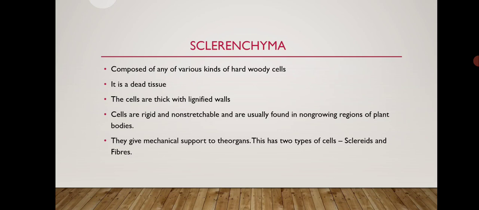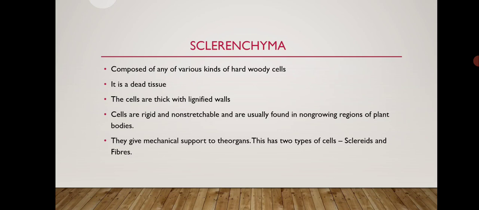And the last one is sclerenchyma, composed of any of various kinds of hard woody cells. It is a dead tissue. The cells are thick with lignified walls. Cells are rigid and non-stretchable and are usually found in non-growing regions of plant bodies. They give mechanical support to the organs. This has two types of cells, sclerids and fibers.